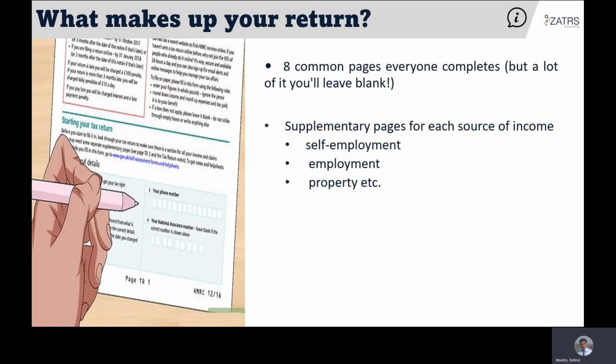When you come to do the return, there are two parts. A main return, which everybody has to fill in, which is 8 common pages. But as you see, when you walk through it, a lot of the questions you will be leaving blank. And then for every source of income, you have to fill in what are called supplementary pages for each of these sources. And in this video, we will be looking just at the 2 pages you need to complete for self-employment.